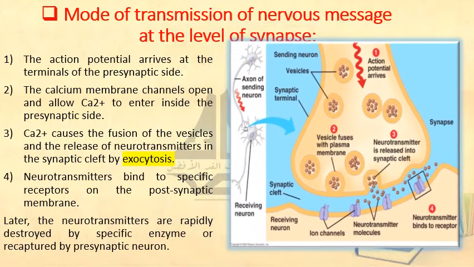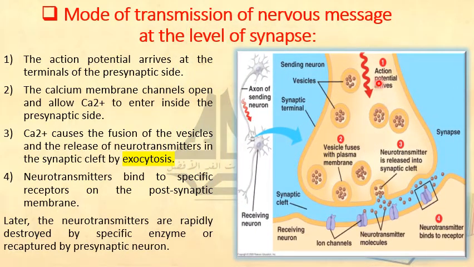Now, look at this figure. We are going to talk in detail about how the transmission of the nervous message, or of the action potential, takes place at the level of the synapse. Such steps are very important. You might be asked about them in the exam, or to list them when I ask you about the transmission of the nervous message at the level of the synapse.